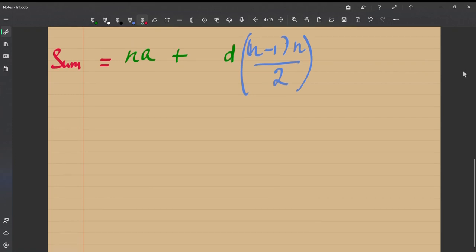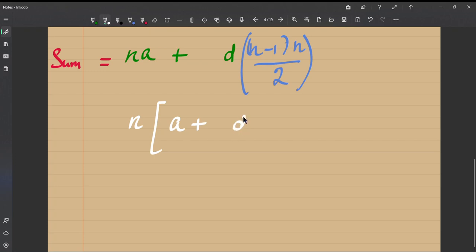But in our books usually we see it in another form. This is not required actually, and this might seem so, but I'll still take an n common, and I'll write this as n times a plus d times n minus 1 over 2. If you take n common, this would be the answer, because you can verify this by distributing n again into the brackets and you get back this, so you can verify that. And I'll also take a 1 by 2 common. So 1 by 2 times n, which is n by 2.